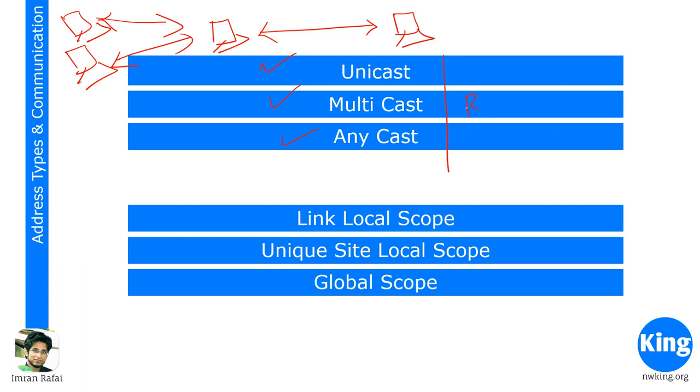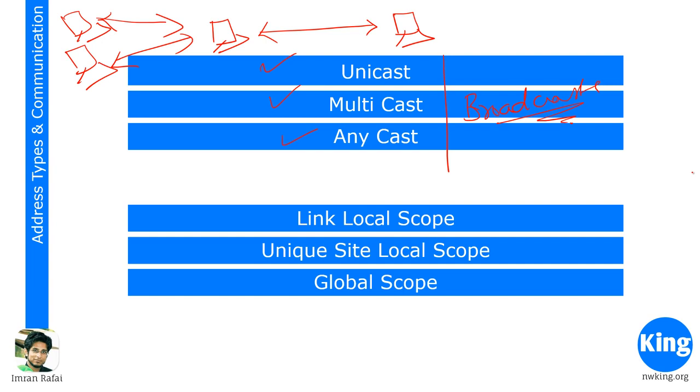There's one thing that's missing: broadcast, right? IP version 4 broadcast has been misused, right? So IPv6 said broadcast is not required, and they've taken broadcast away.